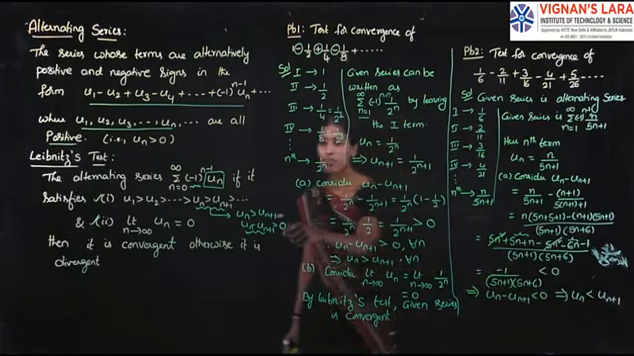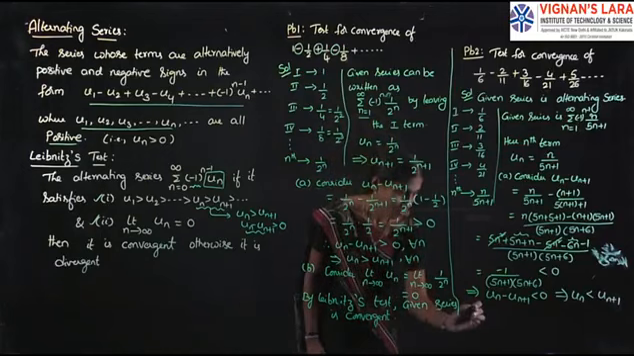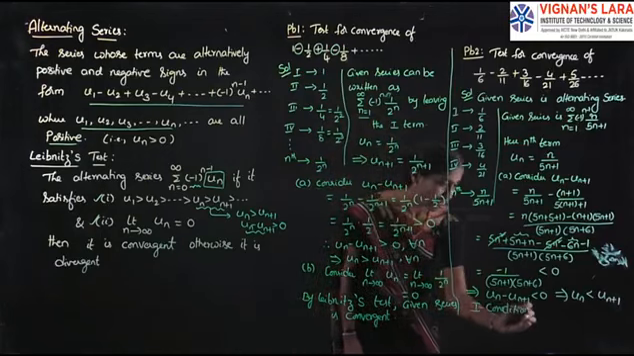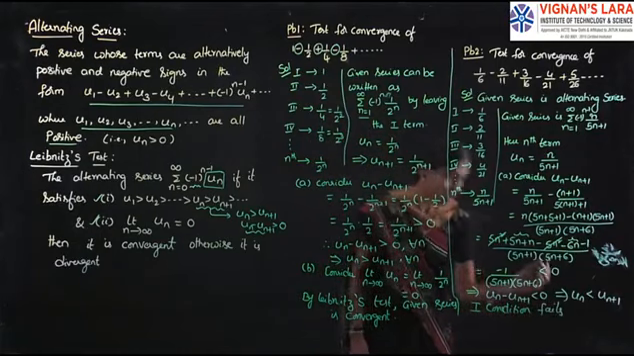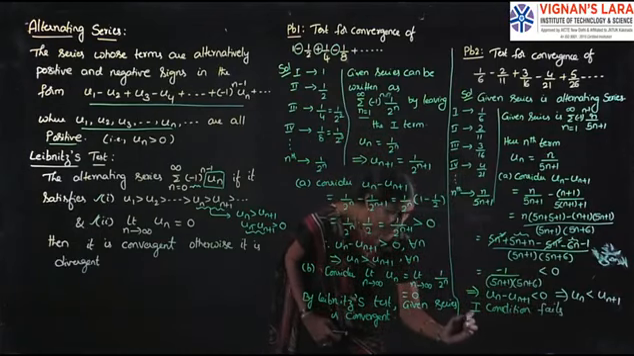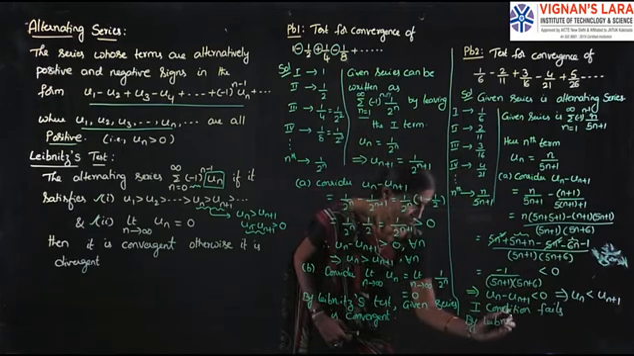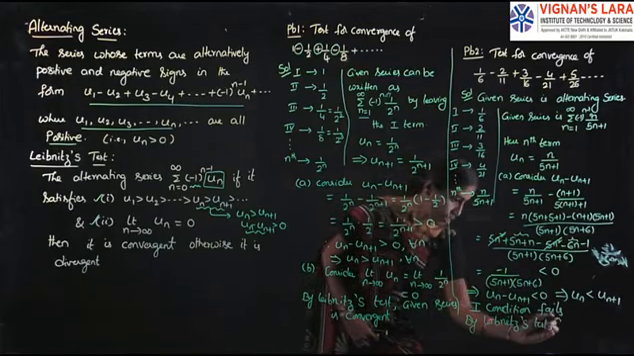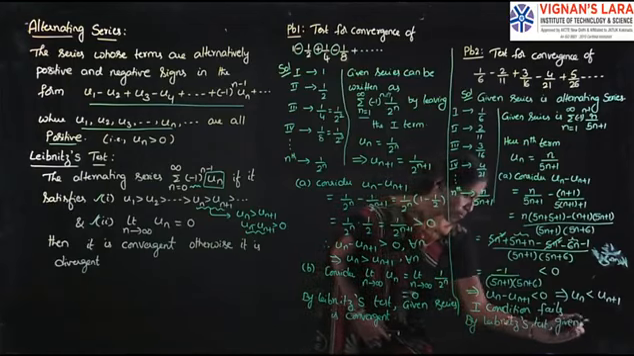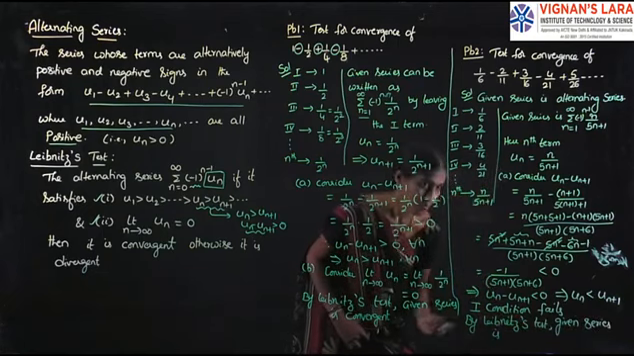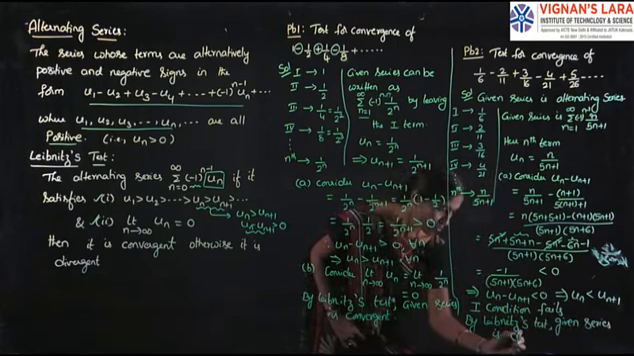That means our first condition fails. The first condition fails. So by Leibniz test, the given series is divergent.